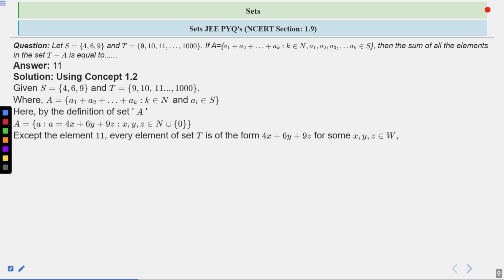Now, if you try to see, except element 11, every element of the set T is of the form 4x plus 6y plus 9z for some x, y, z belonging to the whole number set. So T minus A will be simply 11. Okay.